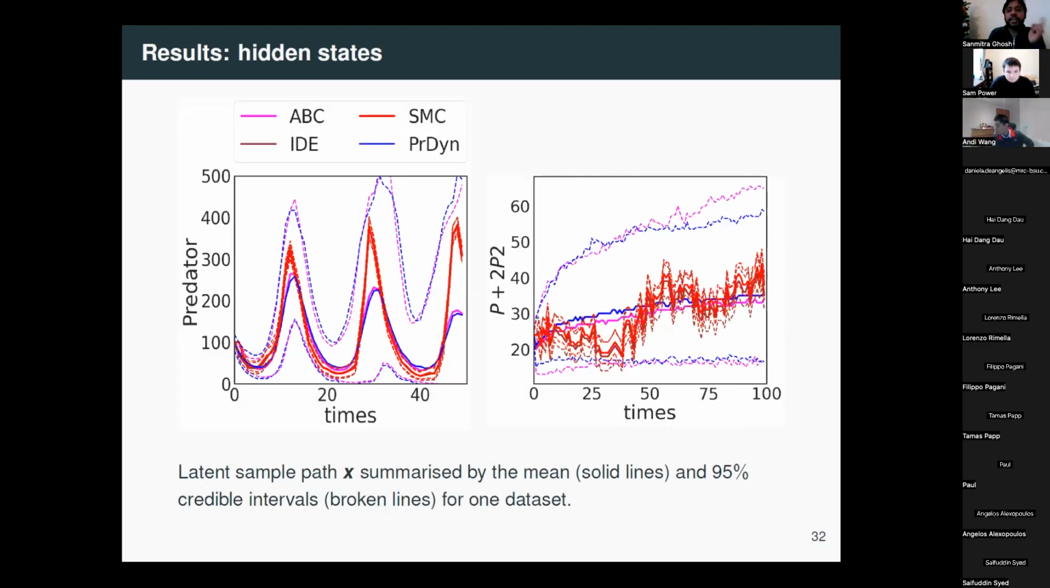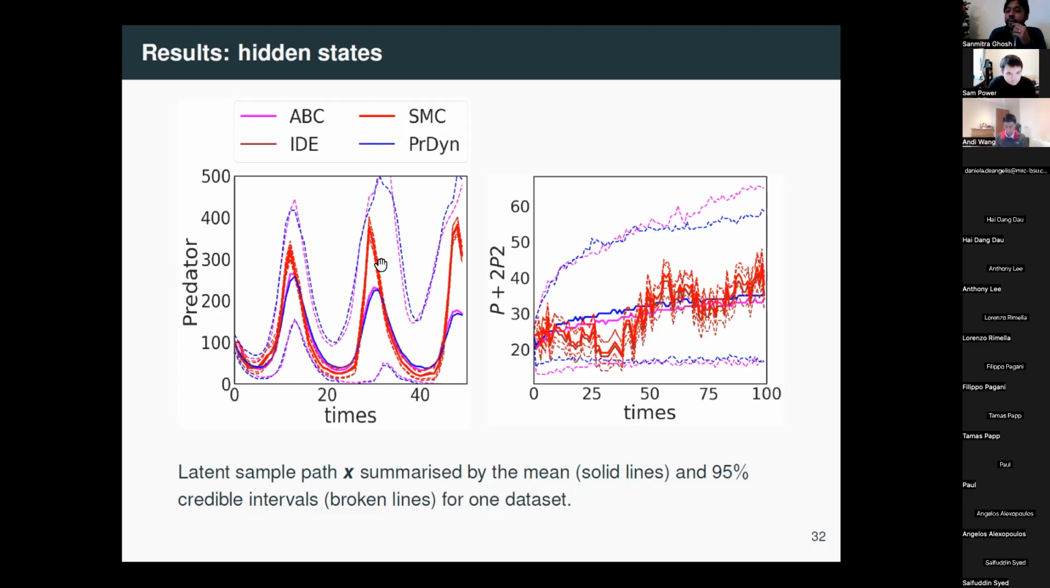Here is the estimate of the hidden states. And here we can see that it's all about getting the hidden state correctly. For the Lotka-Volterra, I'm just plotting one component here. Solid lines are the mean and the broken lines are the credible intervals.